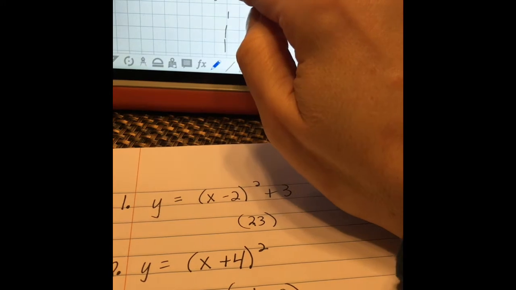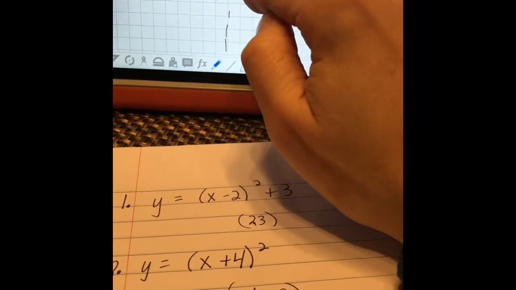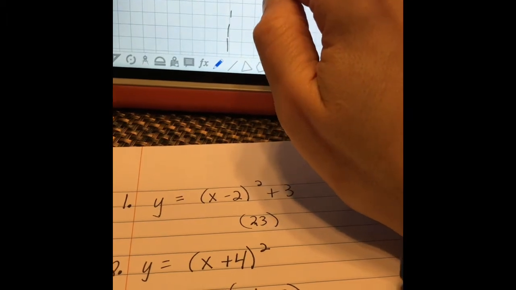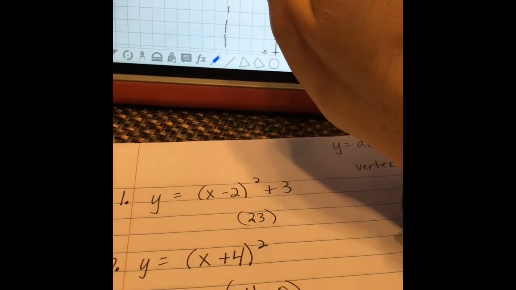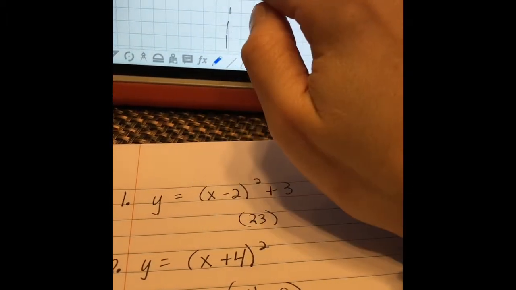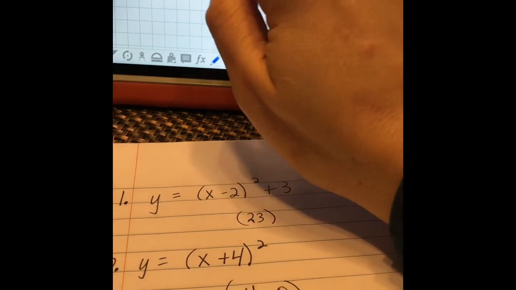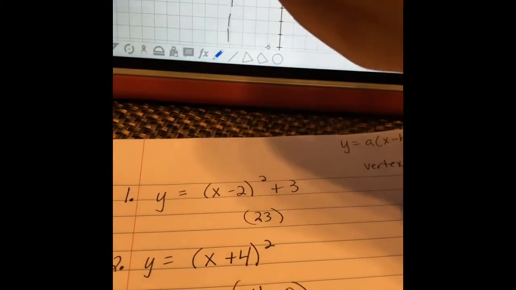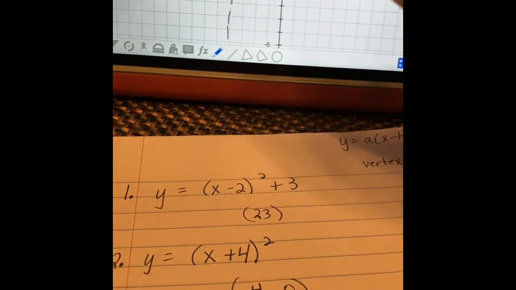An a value of 1 is awesome because from the vertex I go over 1 and up 1, but I also go over 2 and up 4. I also go over 3 and up 9, if it can fit on the graph. And then all of these have a match on the other side because we are symmetrical here. And so there is my parabola.